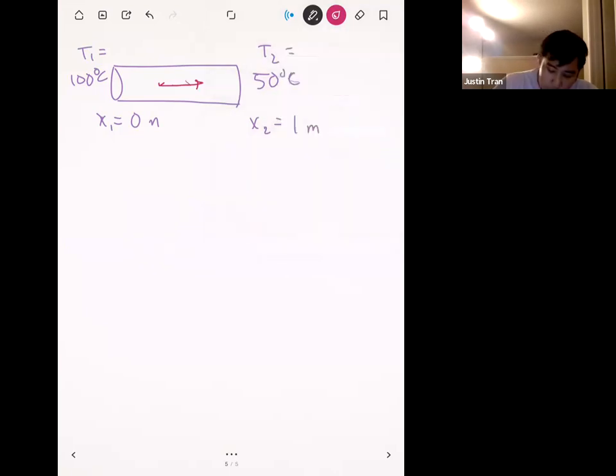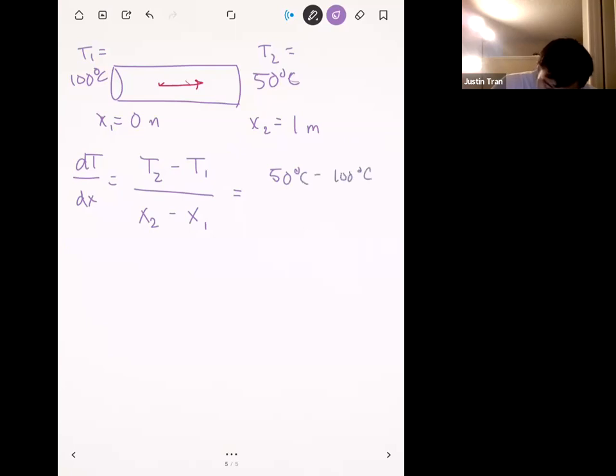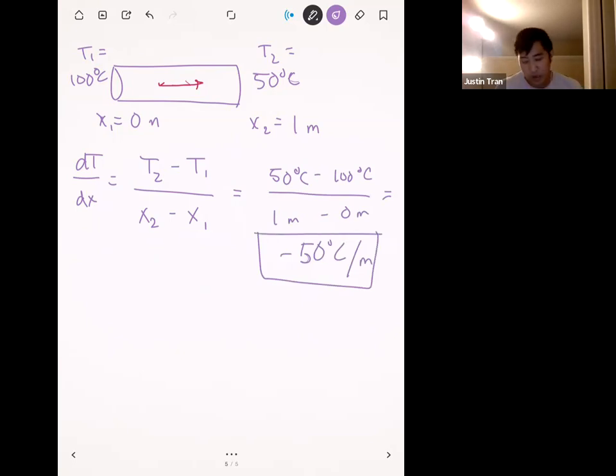But if we actually compute the temperature gradient in here, just using simple differences, we can compute the temperature gradient as T2 minus T1, all divided by x2 minus x1. If we plug in the numbers, we have 50 degrees C minus 100 degrees C, all divided by 1 meter minus 0 meters. And this gives us negative 50 degrees C per meter. And so in order for our Fourier's law to end up positive, we need that extra negative out in front just to cancel out this negative here.